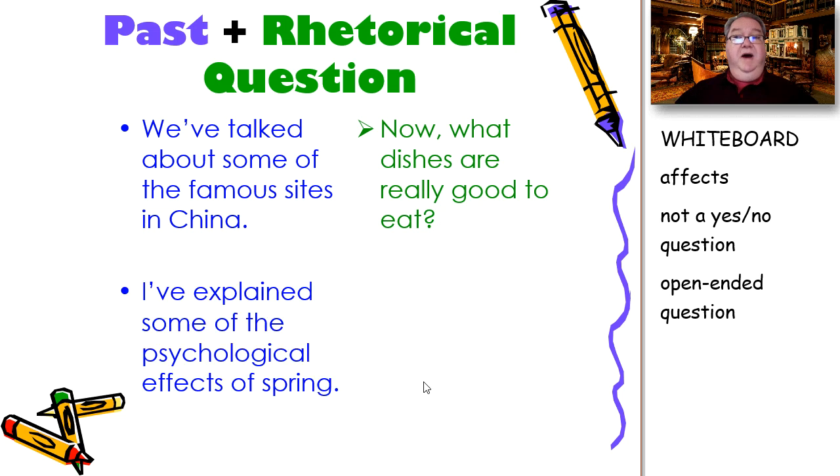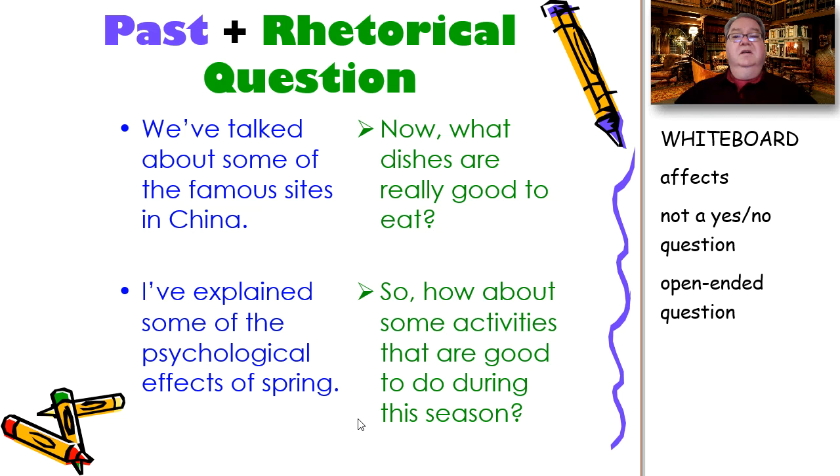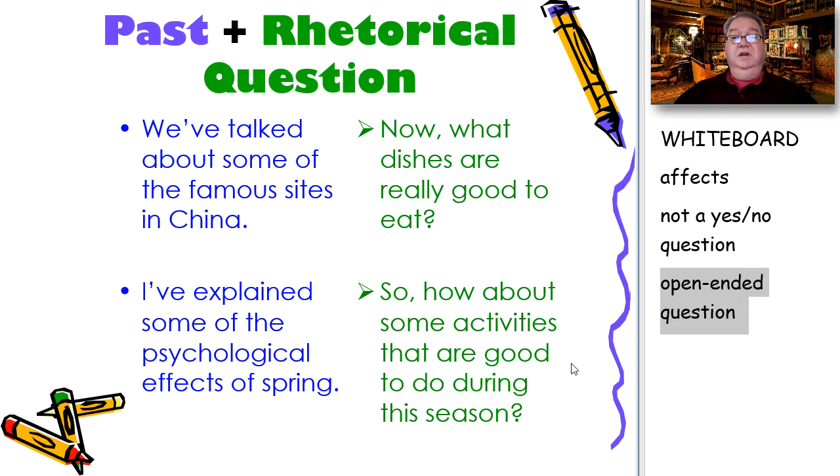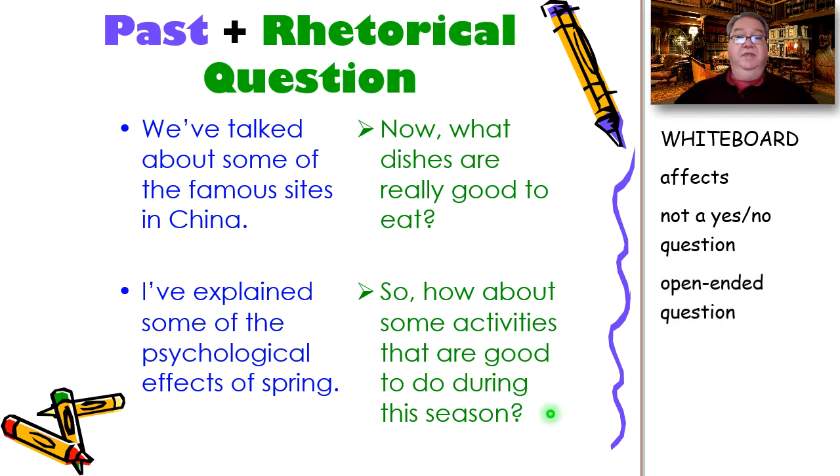Second presentation about favorite season. I've explained some of the psychological effects of spring. So how about some activities that are good to do during this season? I've explained, past tense. How about some activities that are good to do during this season? Rhetorical question. It's open-ended. Okay? It's not a yes or no question. And again, give the audience a second or two to think about it.